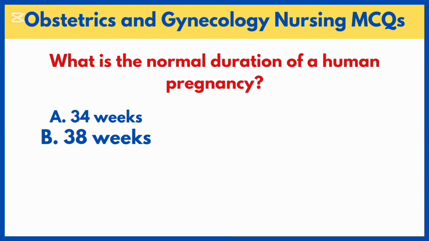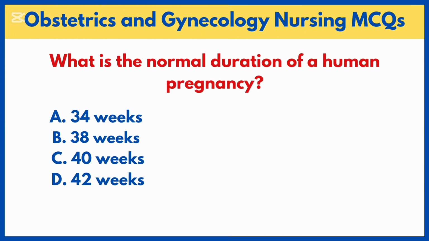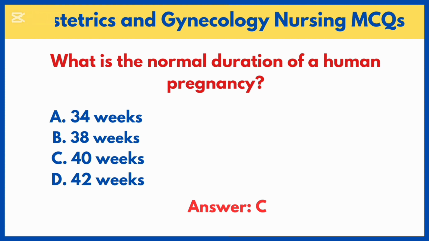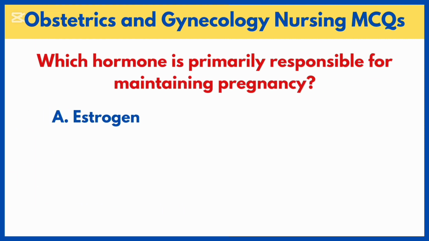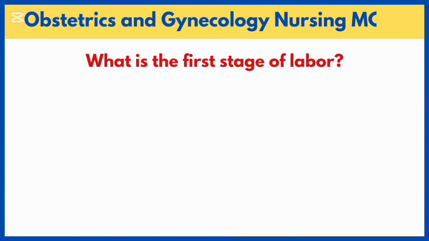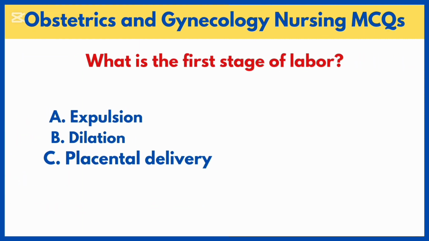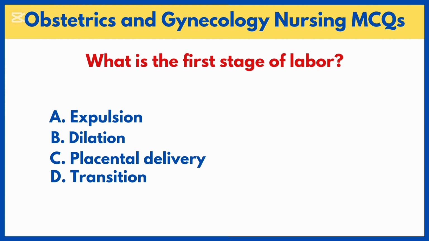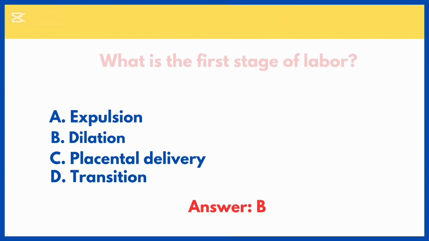What is the normal duration of a human pregnancy? Correct answer is option C, 40 weeks. Which hormone is primarily responsible for maintaining pregnancy? Correct answer is option B, progesterone. What is the first stage of labor? Correct answer is option B, dilation.